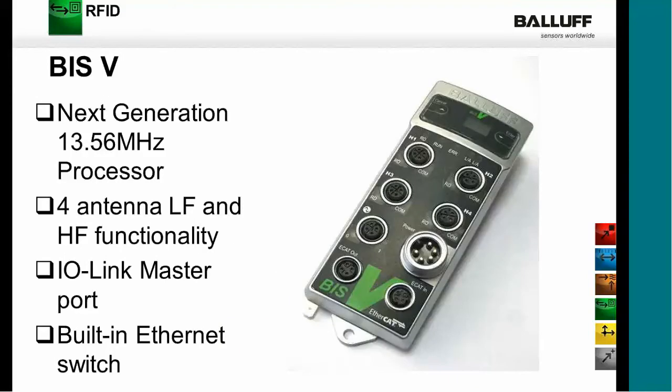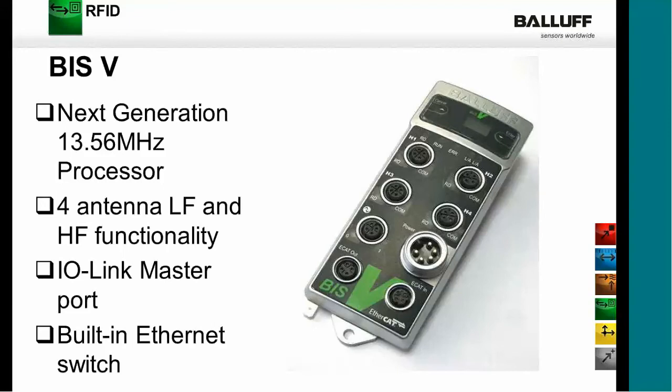Thanks, Greg. Now we're going to continue with a little detail on the BIS V product family. This is the next generation processor, so you'll note this looks more like our BNI type of modules. If you're familiar with our Ethernet/IP or our IO-Link type of modules, this carries basically the same type of form factor. It features the ability to have 4 antennas. They can be low frequency or high frequency.